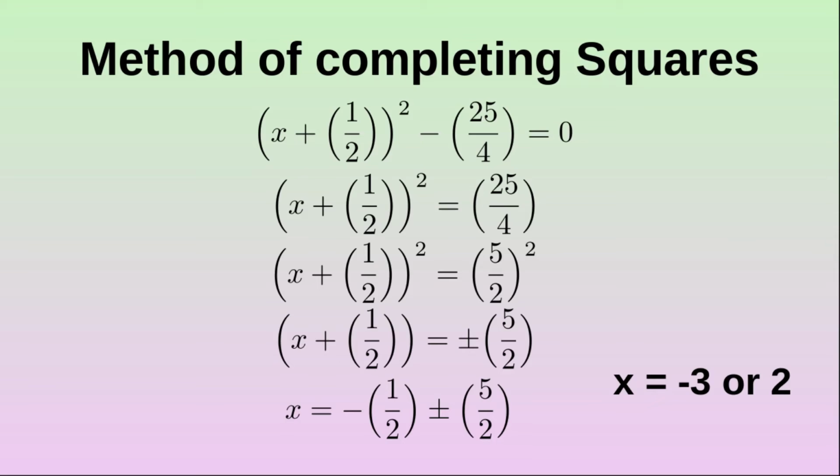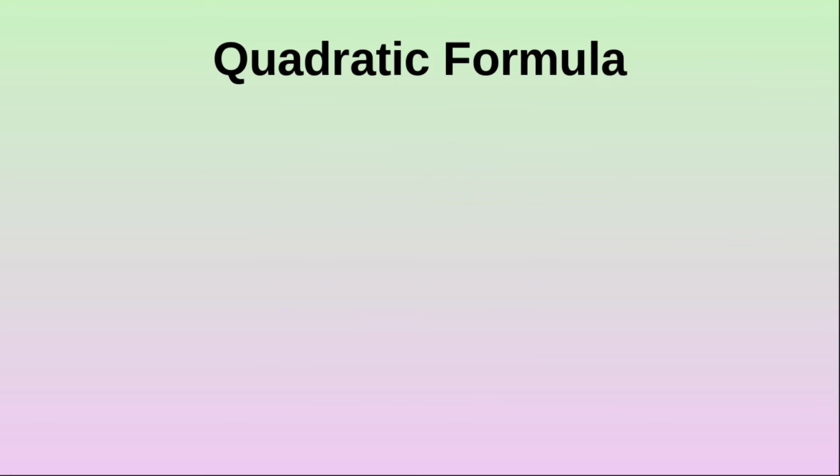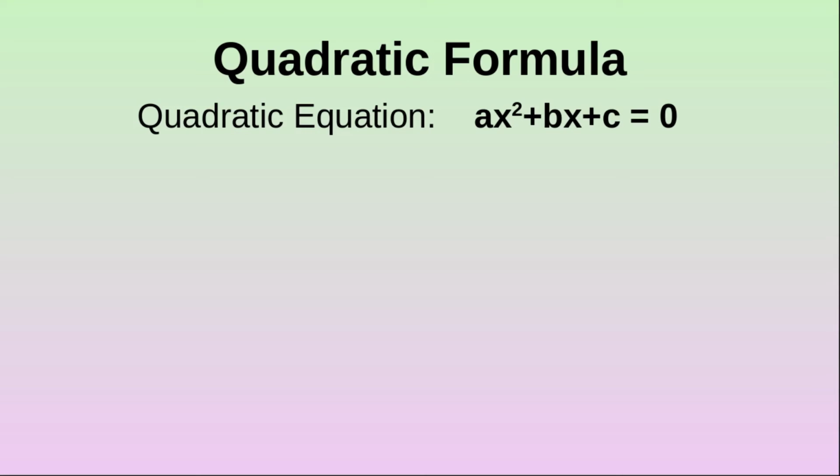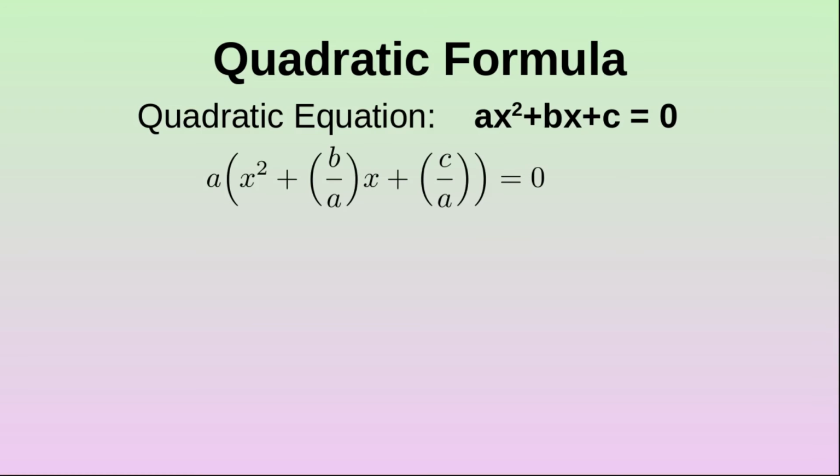Now we will be moving on to another method which is known as the quadratic formula. Now this method is quite straightforward. Basically we will be having a formula and we will be plugging the values of a, b and c, and then we will be getting our roots. So let's get started. Suppose our quadratic equation is something like this, ax² + bx + c = 0. So we can write this as follows, that is a(x² + (b/a)x + c/a) = 0.